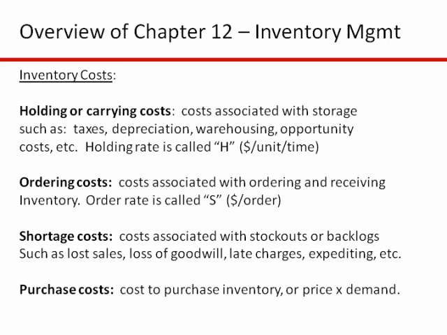The ordering cost is another cost, and this is any cost associated with ordering and receiving the inventory. So in a big company, if you have a receiving department, or if you have a purchasing department, these would be all the direct and indirect costs associated with those departments, as well as with the product or service that you're ordering. Now, the order rate is called S, big S, and it's in the units of dollars per order.